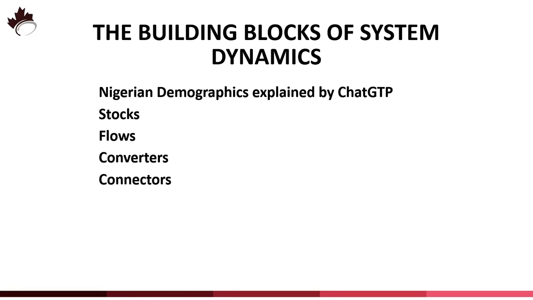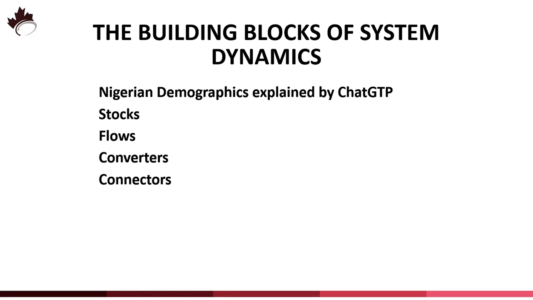In a demographics model of Nigeria, a feedback loop might represent how changes in population growth rate can impact the availability of resources such as healthcare and education, which in turn can affect the population growth rate. Delays are another type of connector that represent the time lag between an action and its impact on the system. In a demographics model of Nigeria, a delay might represent the time it takes for changes in healthcare or education policies to take effect on the population growth rate.